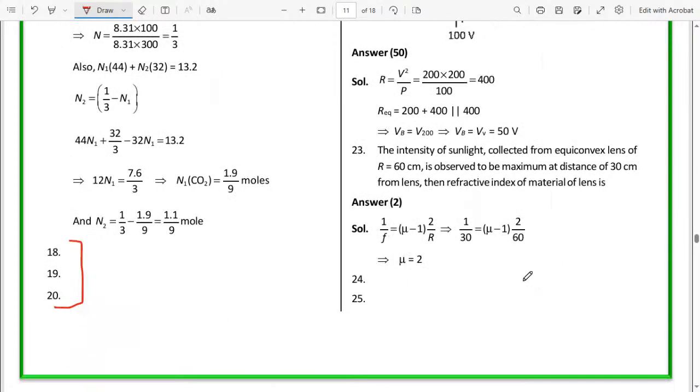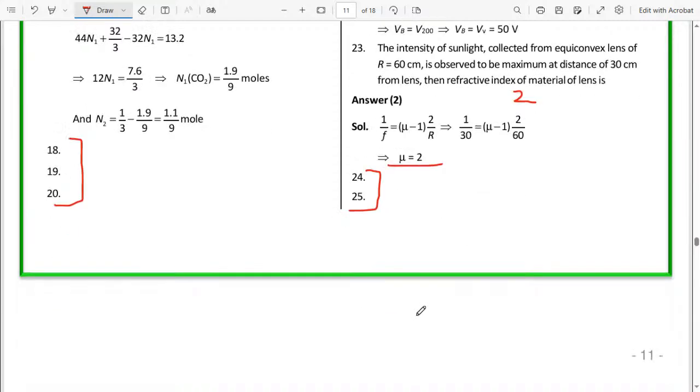Next, question number 23. The intensity of sunlight collected from an equiconvex lens of R equal to 60 centimeters is observed to be maximum at a distance of 30 centimeters from the lens. Then the refractive index of the material of the lens is, yes, it is going to be 2. Mu is going to be 2. Yes, students, as I said, this is a memory based question paper, so some of the questions were not obtained. That is why question number 24 and 25 are kept blank.